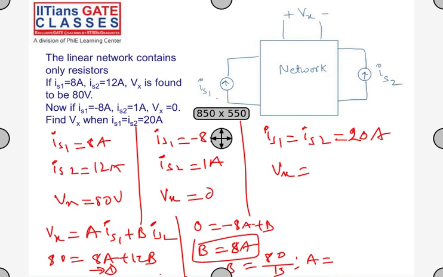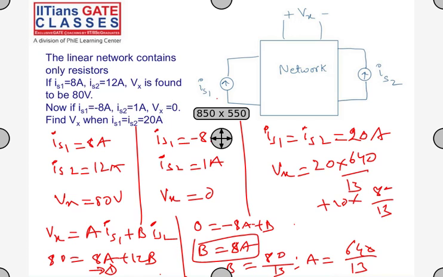Eighty by 13 is 6.15 and b into 8, 640 by 13, let it be 640 by 13. Now find Vx when IS1 and IS2 both are equal to 20. So what I can do, 20 into 640 by 13 plus 20 into 80 by 13. So this will be my Vx. So find the value of Vx.